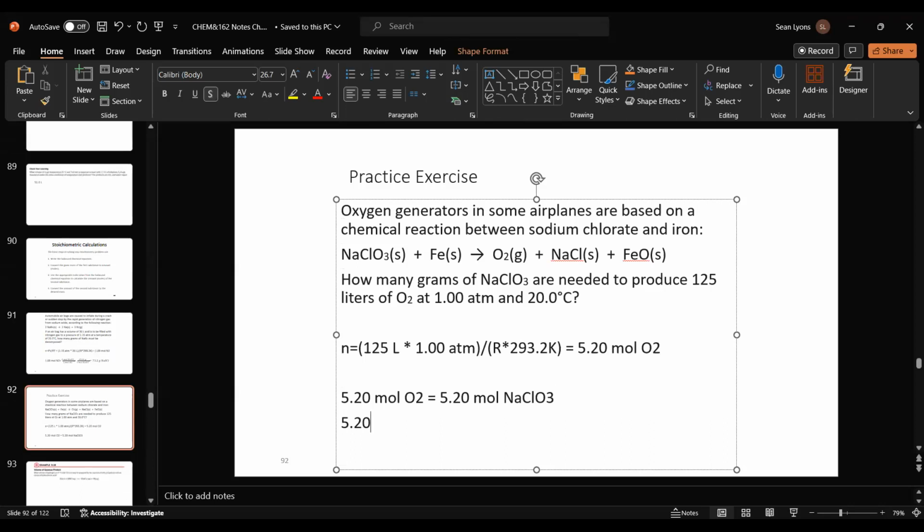And then once we have that, we can use the molar mass of that substance. So if we add up 1 sodium, 1 chlorine, 3 oxygens, we're going to get a molar mass of 106.44 grams per mole. So the mole is going to cancel, we'll just be left with grams. And what we're going to see in this case is we should wind up with 553 grams of that sodium chlorate.